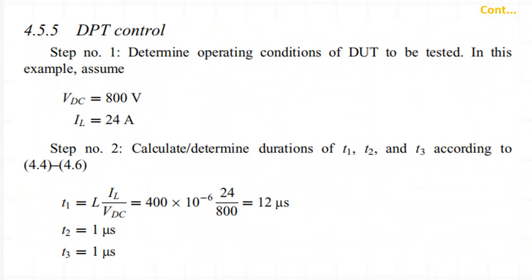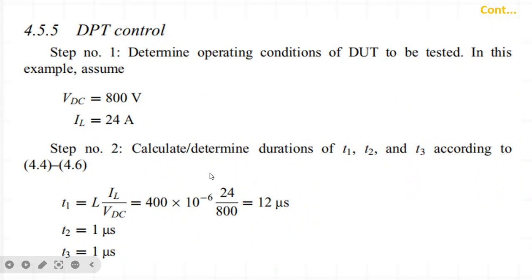Now the last part is the double pulse test control. So what values of T1, T2, T3 will we consider? It should be taken with L into IL by VDC. So what values do we have to take? VDC maximum and IL maximum. The first pulse which we will give, that is T1, is calculated based on VDC maximum and IL maximum. So we have these two values. I have put the values there, T1 equals L, IL by VDC, T2 I have calculated and T3 I have calculated.